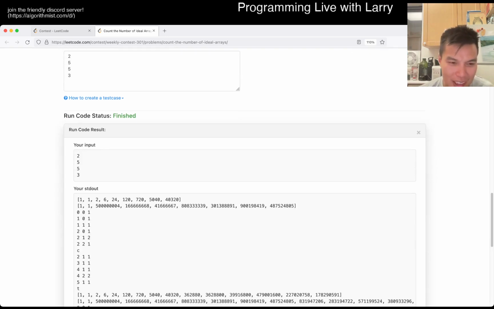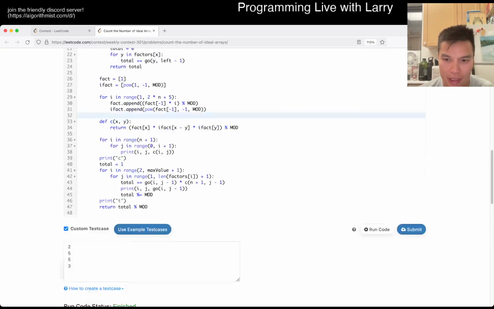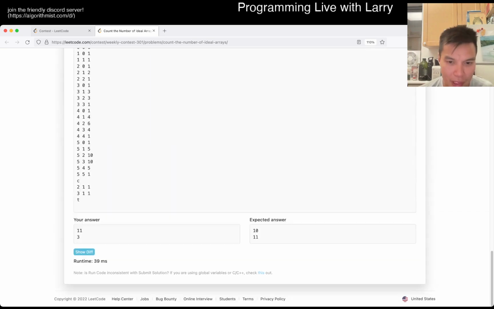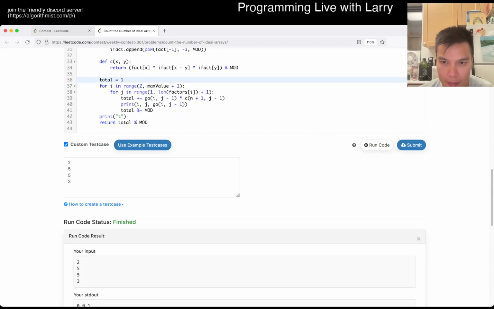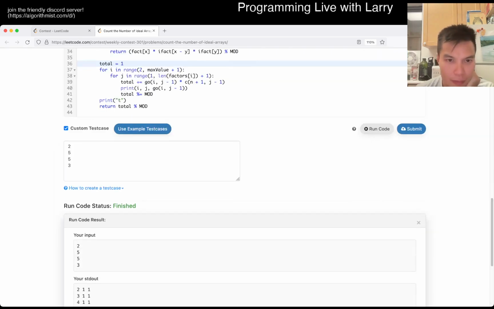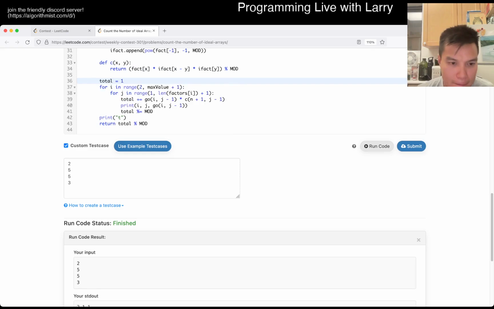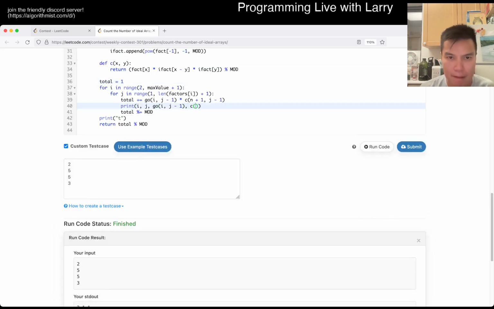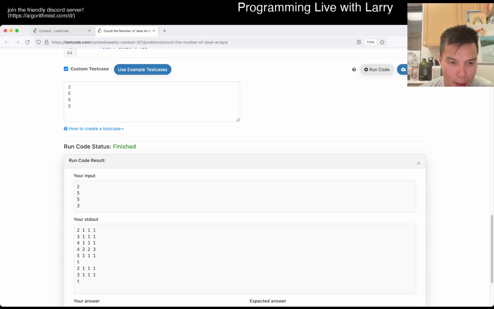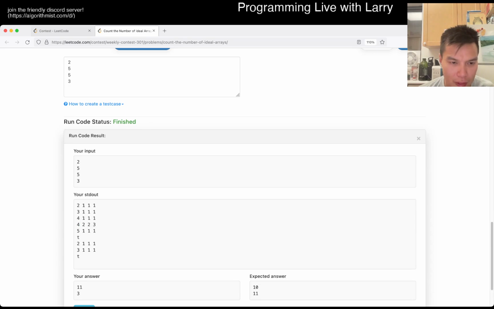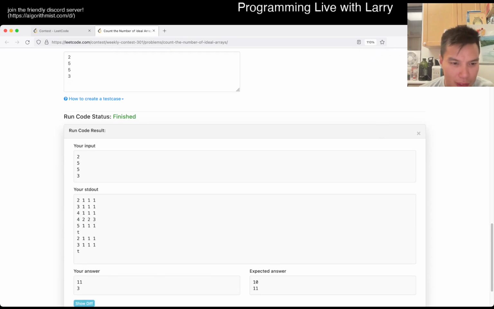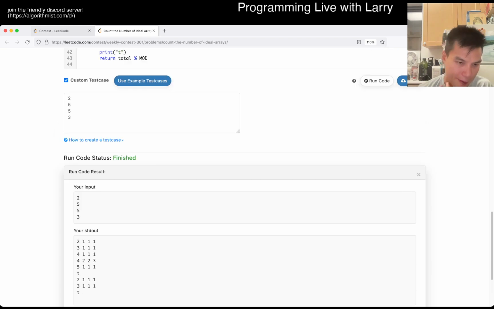Yeah, no easy buckets. 2 choose 1, there's 2 ways. 2 choose 2 is 1 way. Okay, so at least that part's right. But now we still have issues, so let's take a look. Okay, let's see. This way is 6, right? So this is 1, 2, 3, 4. Why does it go to 11? Did I mess up a case?